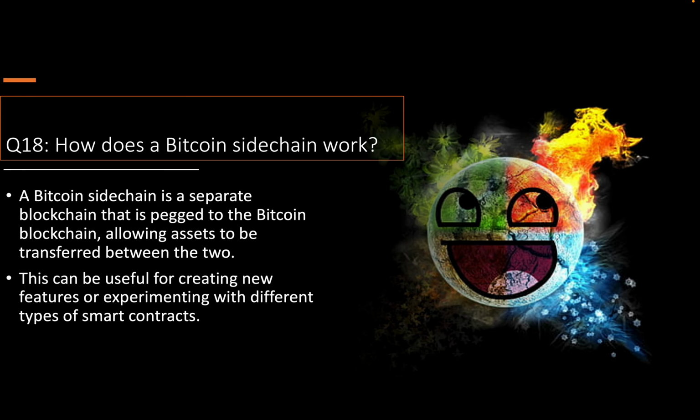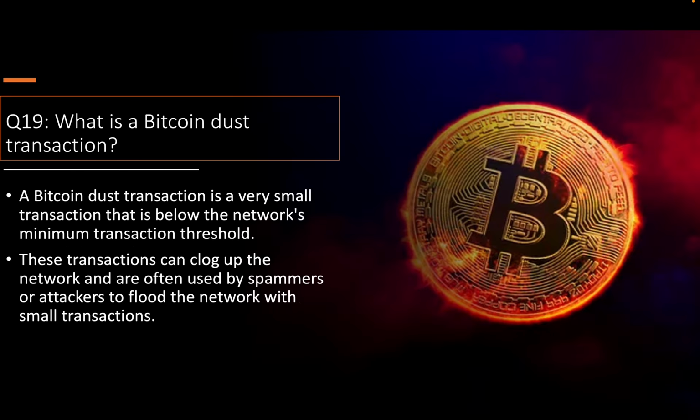Question number 18. How does a Bitcoin sidechain work? A Bitcoin sidechain is a separate blockchain that is pegged to the Bitcoin blockchain, allowing assets to be transferred between the two. This can be useful for creating new features or experimenting with different types of smart contracts.